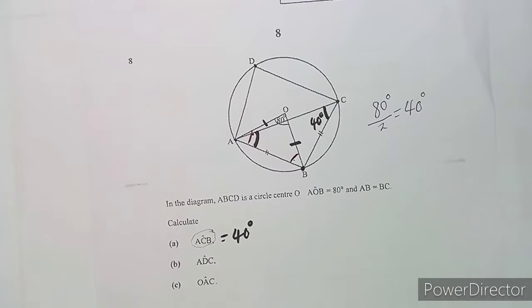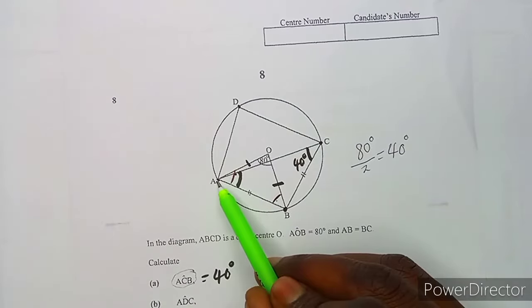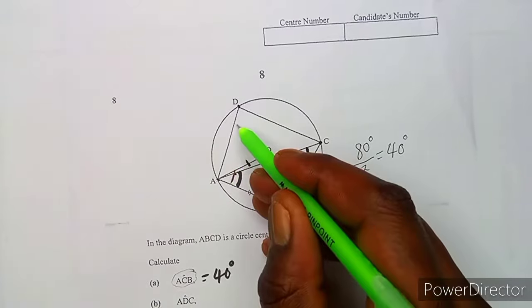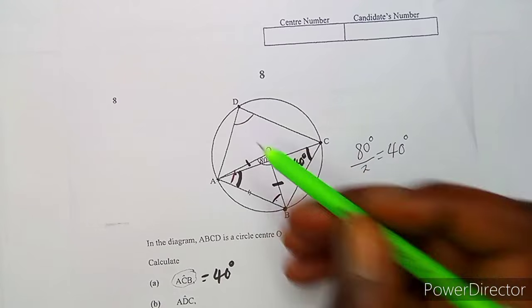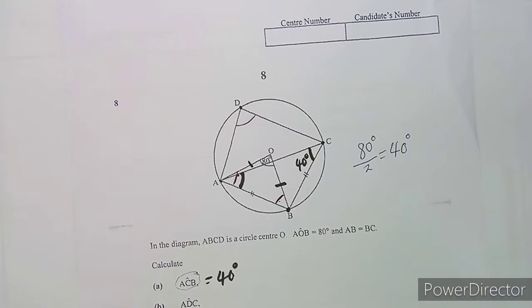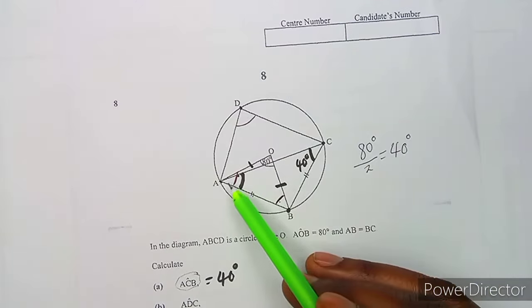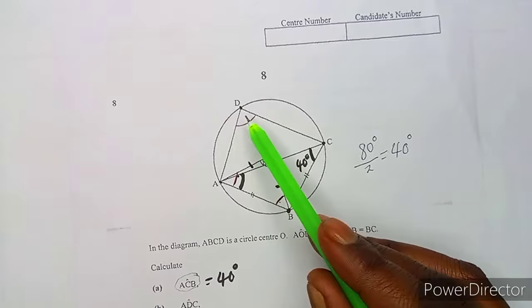Okay, then ADC, that is A-D-C, which means we are referring to this angle here. All right, what can we use? Which concept can we take there to find our ADC? If we are to cross check, for us to find this ADC, this is a cyclic quad. A, B, C, D is a cyclic quad.